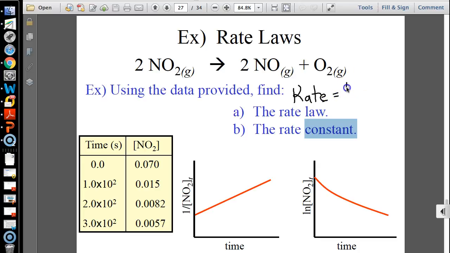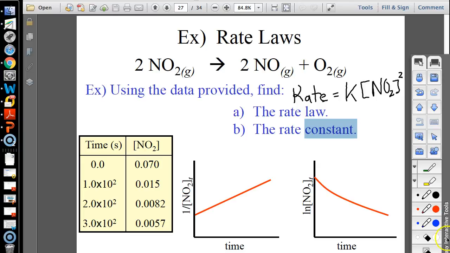Rate is equal to k, always k, and then since it's second order, NO2 squared. For the love of all things holy, that 2 is not because of the coefficient. That'll have nothing to do with it, okay? Do not be that kid. It is a 2 here because it is second order. Do you understand? That doesn't seem like a big deal, but it is a big deal because with equilibrium, those coefficients are the exponents. Yes, okay? So I'm trying to help you.